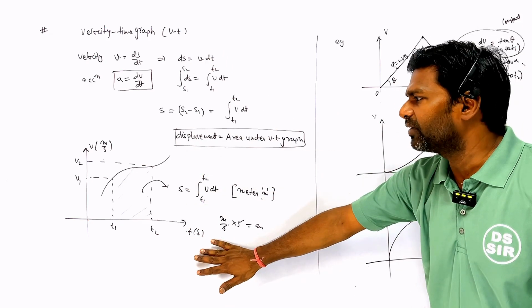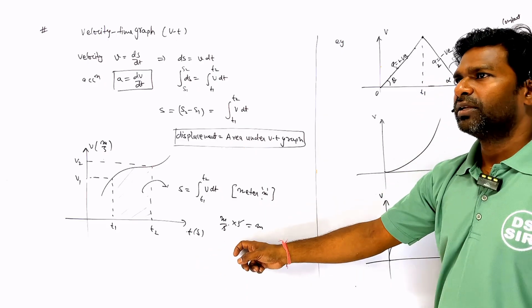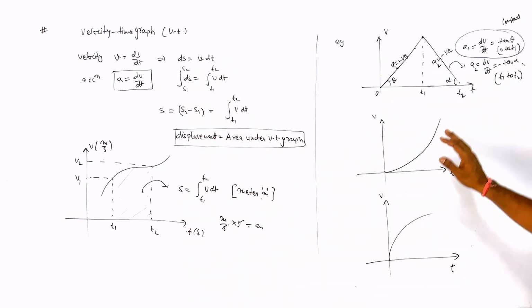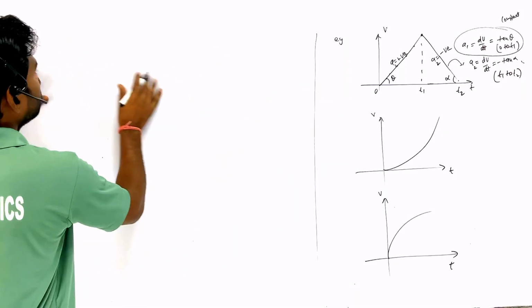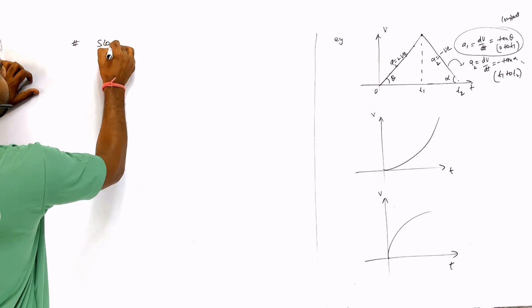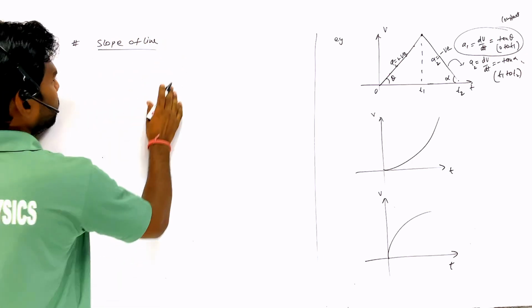The area under the vt graph will give the displacement, right? First copy this, then I will explain. So before explaining this, first of all, the slope of a line, how to find it, I am explaining so that you can better understand.